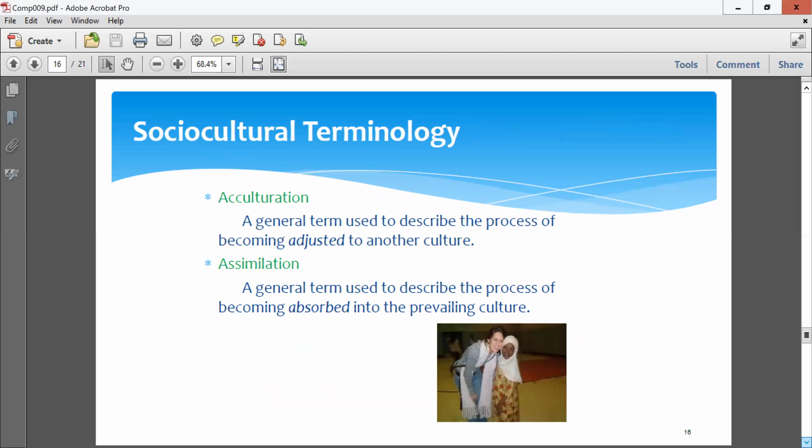Here's some terminology that you might want to look at: acculturation, and that's when you adjust to another culture but maintain your own. And assimilation is when you are absorbed into the culture. Many of the older people nowadays may not still use their native language because they assimilated and gave up their culture to become American. Now it's more common that students learn the language and become part of our culture, but still maintain their own cultural identity.